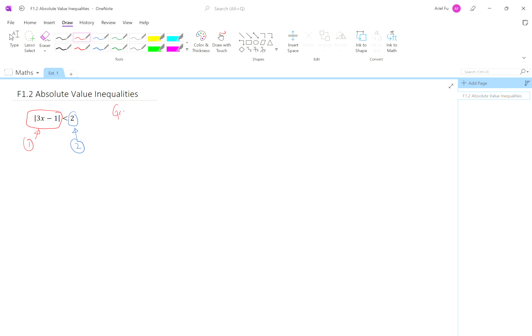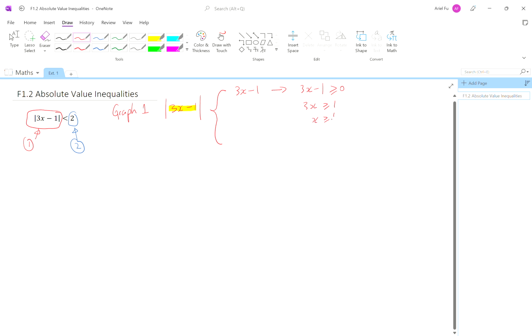So for graph 1, you want the absolute value of 3x minus 1. Now, what exactly is the absolute value of 3x minus 1? This actually represents two pieces of a graph. One is when the middle part, 3x minus 1, is greater than 0, so everything inside the absolute value is positive. Then I want to keep the function as it is. So when do we do that? When 3x minus 1 is greater or equal to 0, that means 3x is greater or equal to 1 and x is greater than or equal to 1/3.